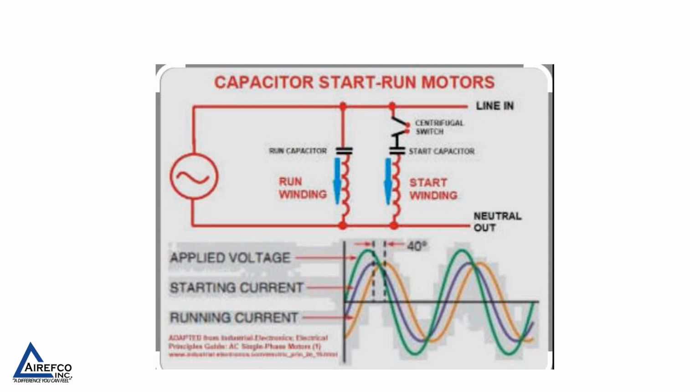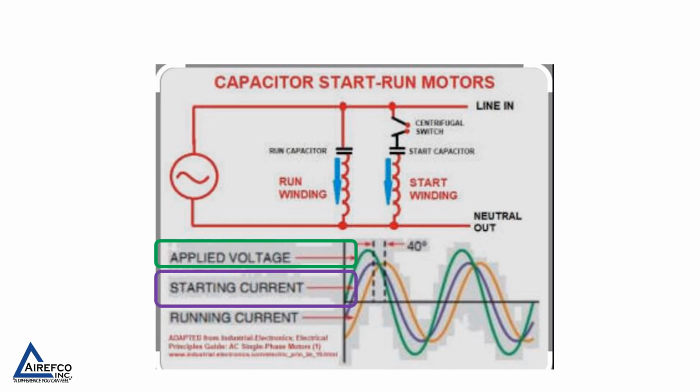This is a standard compressor with a start capacitor and a run capacitor wired into the circuit. The green line on the sine wave shows the voltage being applied to the compressor. The purple line shows the starting current when the start capacitor is still in the circuit at startup. And the orange line is the running current when the compressor is running with the run capacitor in line. Notice the phase shift on the starting and the running current.